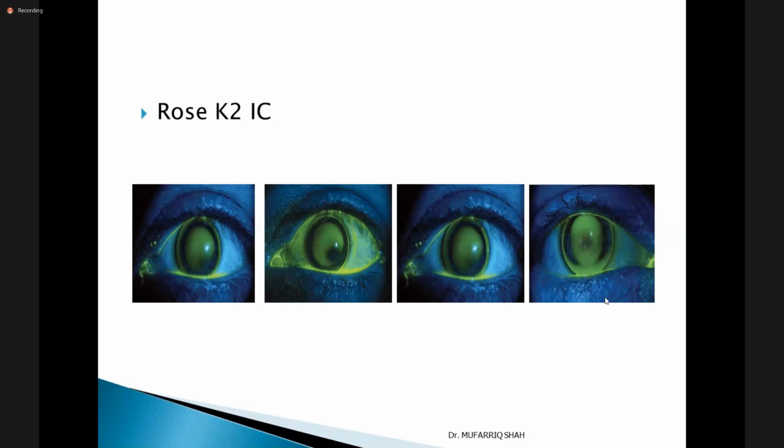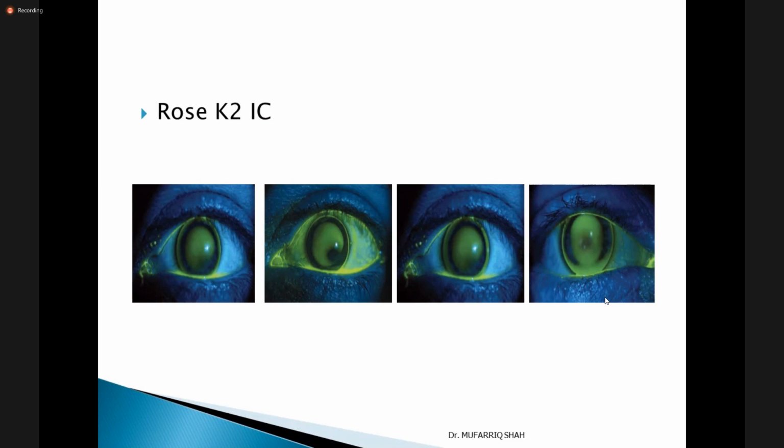The second one, what do you think? Sir, it's central steepening with a bubble. Peripheral band is less. Peripheral band is less. Yes. So insufficient edge lift is there.